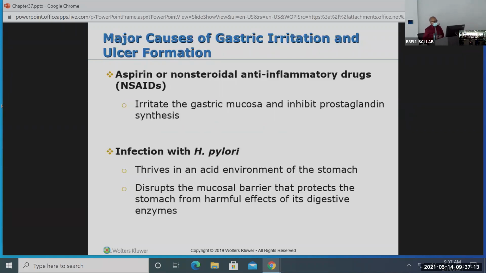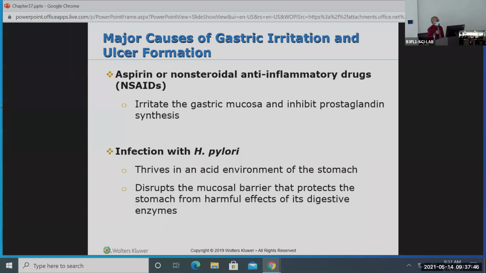Major causes of gastric irritation and ulcer formation. Please highlight. Very common medicine we call aspirin, and it is one of the medicines to prevent heart attack also. And not only prevent heart attack, aspirin also prevents some cancers. Aspirin.